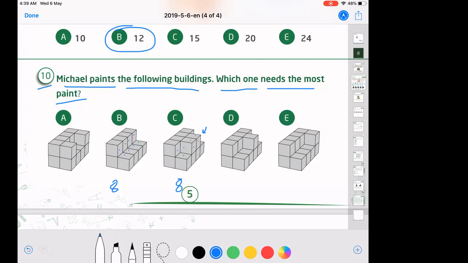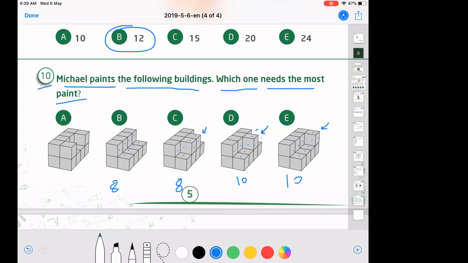By the same way, 1, 2, 3, 4, 5, 6, 7, 8, 9, 10. Here we have 1 from the other side, 1 up, 1 down. That's 3, 4, 5, 6, 7, 8, 9, 10.